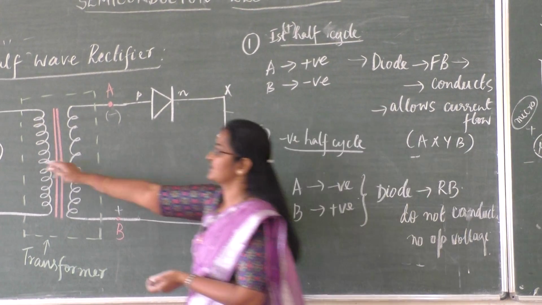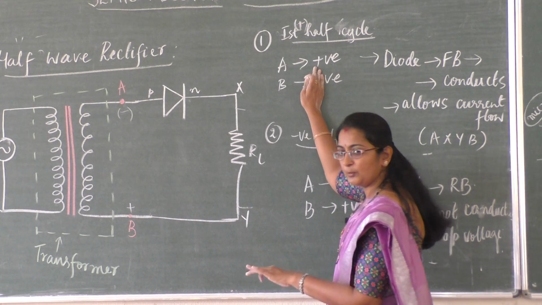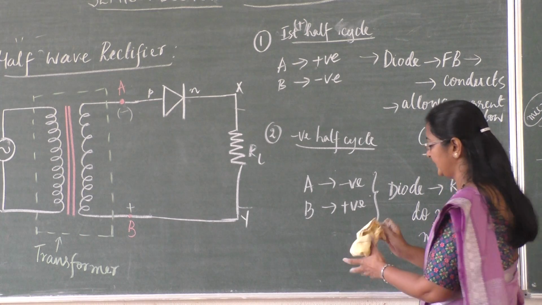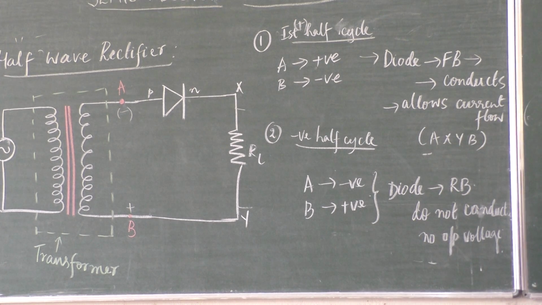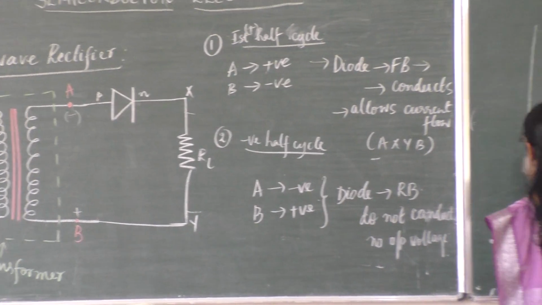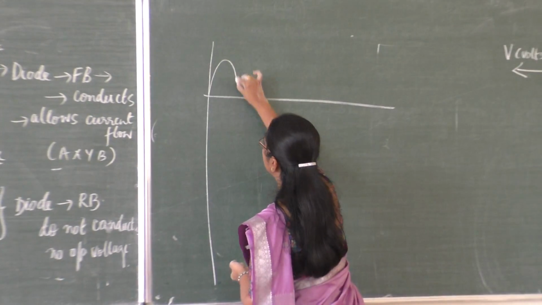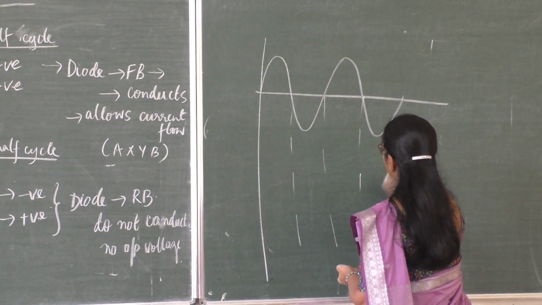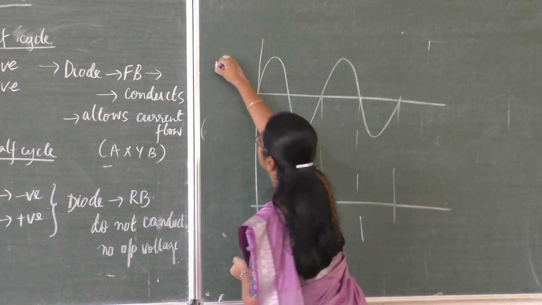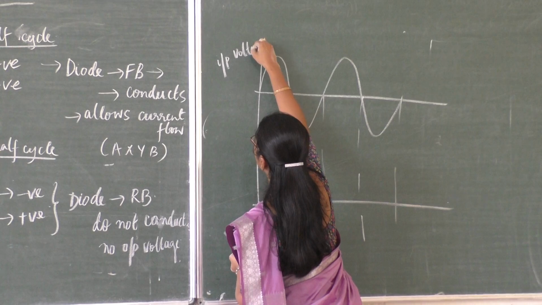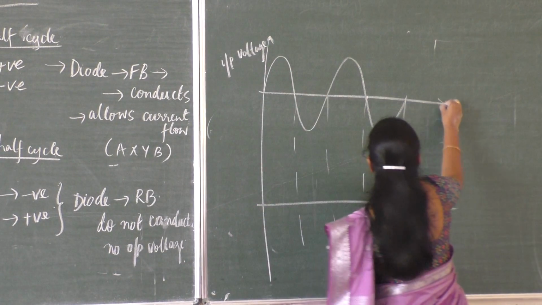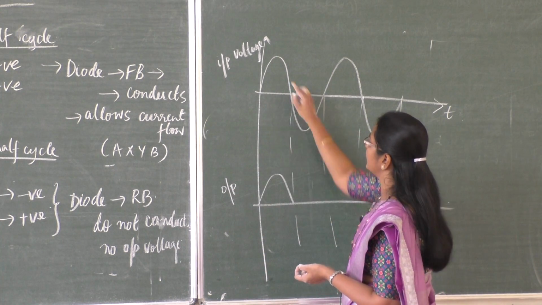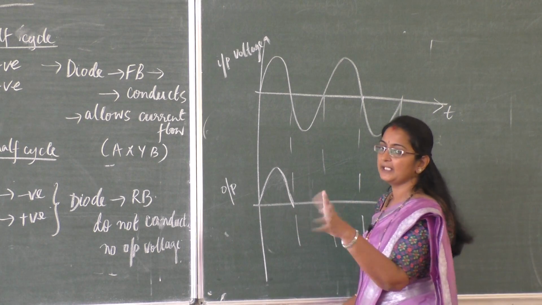Again in the next positive half cycle, this process repeats, we get output voltage. Again in the next negative half cycle, this process repeats, and the graph we represent will be like this. So this is our input waveform, with input voltage along the y-axis and time along the x-axis. Our output voltage is, during the positive half cycle it conducts, so we will get the same. During the negative half cycle, no voltage.